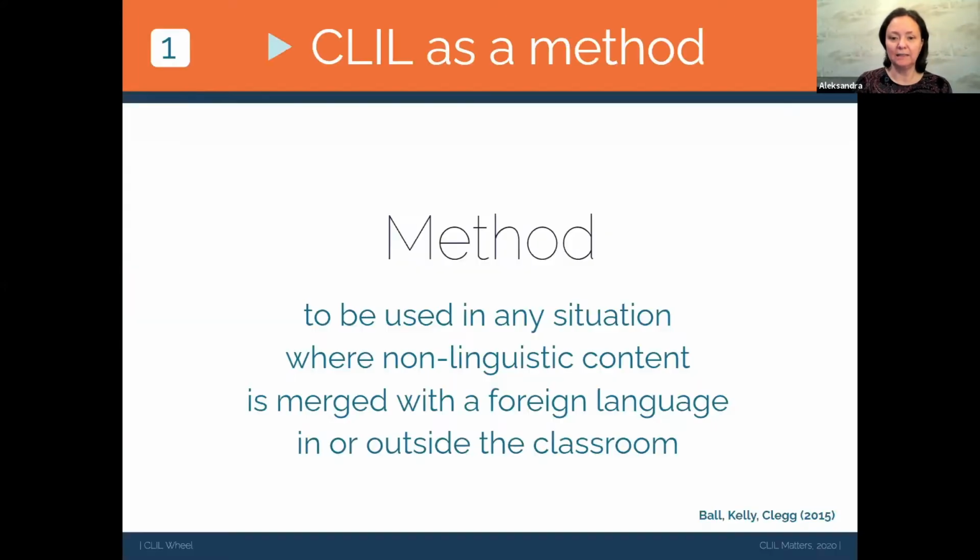So CLIL as a method, I'm quite sure you might have heard a definition like this. This is just a reminder. A situation where non-linguistic content like geography or history or biology is combined, merged with a foreign language. It can be English, but this can be Japanese or Italian or German or Russian. And of course, we can take this teaching and learning also outside of the classroom.